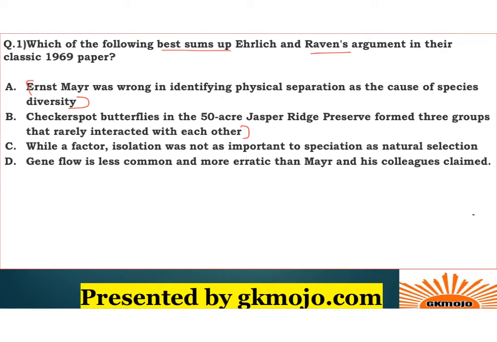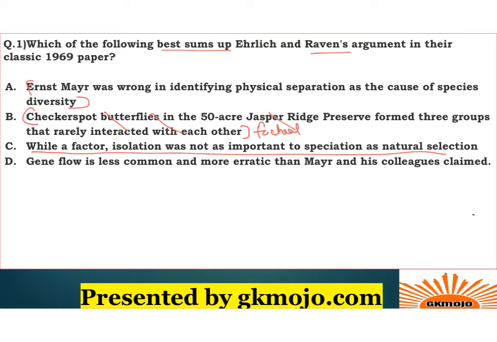Again, this is very subjective. Alright, this is a factual sentence that they have given. This is not something that sums up the argument, right? So this option is definitely out. Option number C, while a factor, isolation was not as important to speciation as natural selection. Yes, definitely, I guess this is your answer.